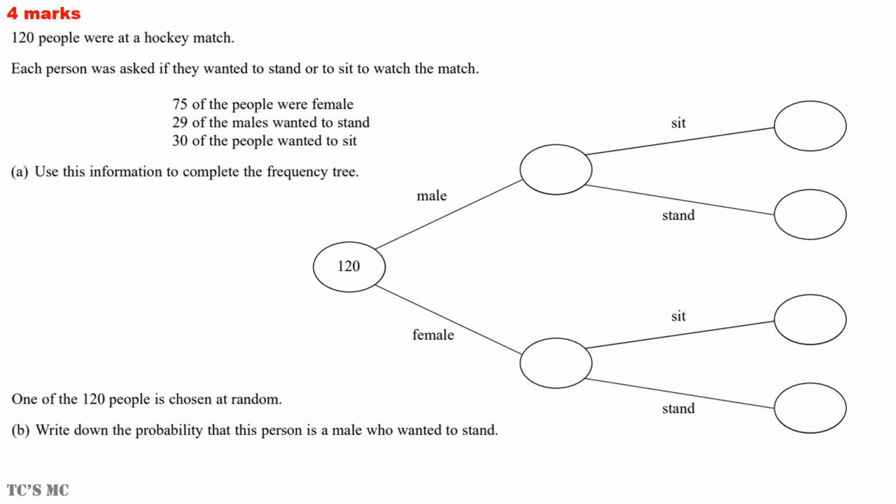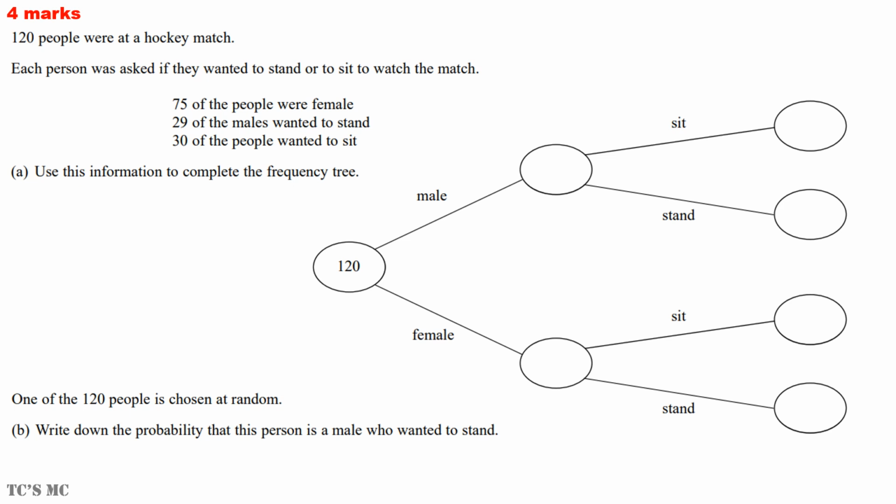120 people were at a hockey match. Each person was asked if they wanted to stand or to sit to watch the match. 75 of the people were female, 29 of the males wanted to stand, 30 of the people wanted to sit. Use this information to complete the frequency tree.